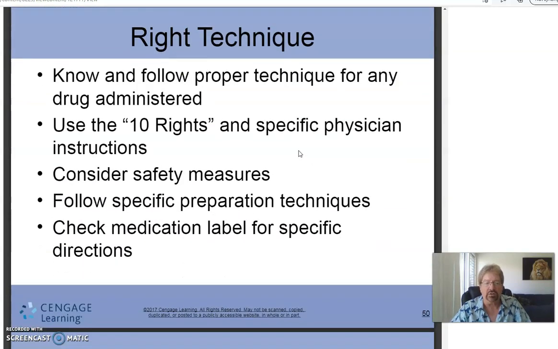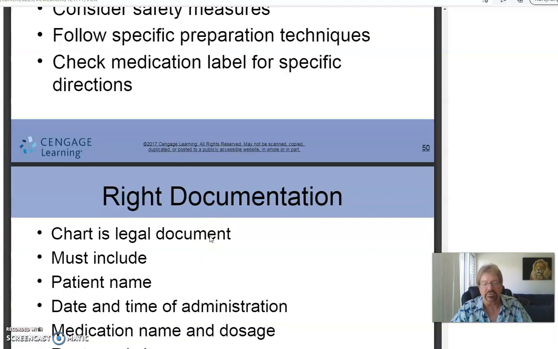Right technique. Know and follow the proper techniques for any drug administered. Use the 10 rights and specific physician instructions. Consider safety measures. Follow specific preparation techniques. This is particularly true, guys, with injectable drugs, where there's a very standard way of doing it in a certain way, as there should be. Check the medication label for specific directions.